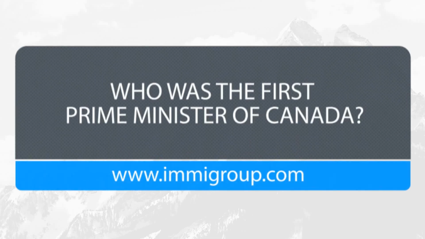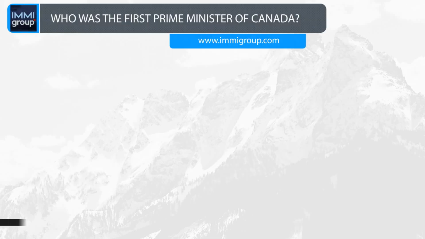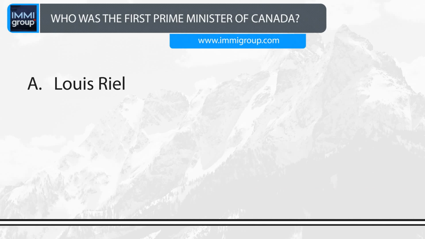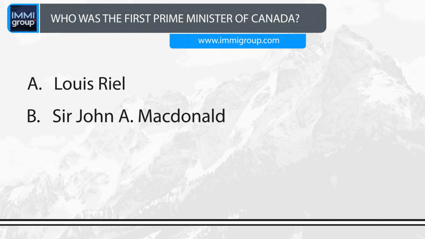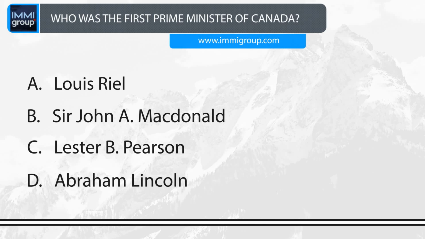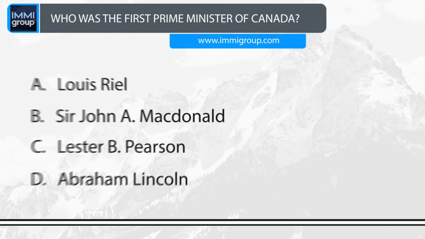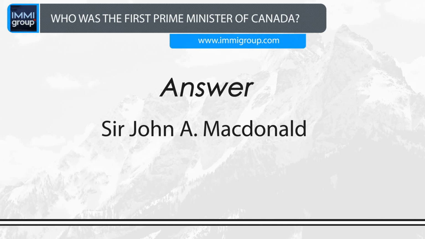Who was the first Prime Minister of Canada? A. Louis Riel. B. Sir John A. Macdonald. C. Lester B. Pearson. D. Abraham Lincoln. Answer: Sir John A. Macdonald.